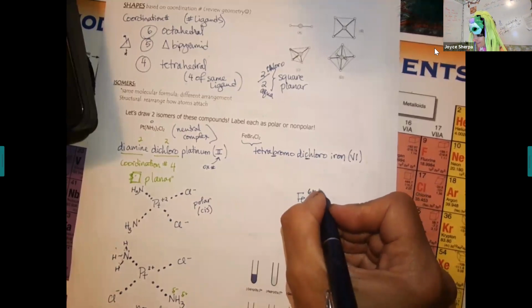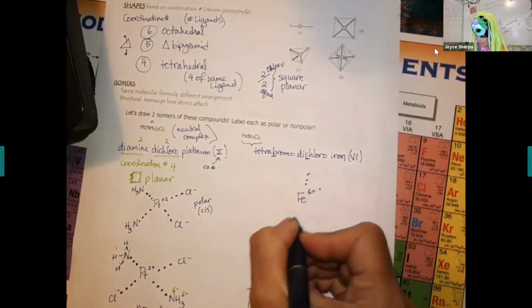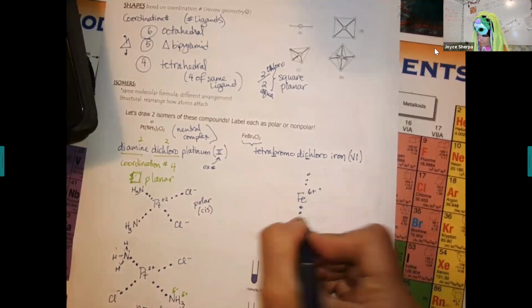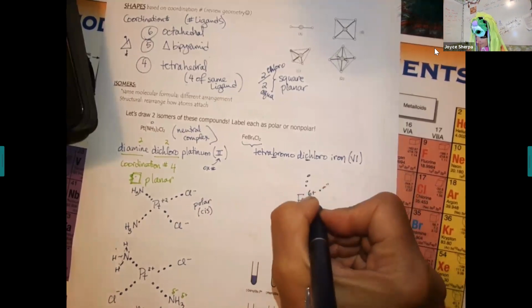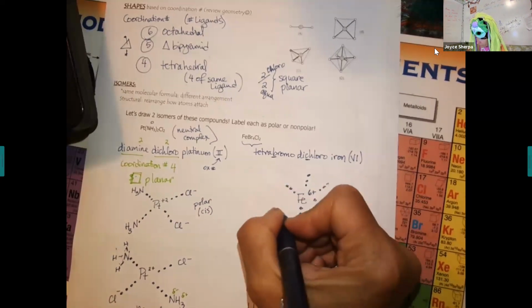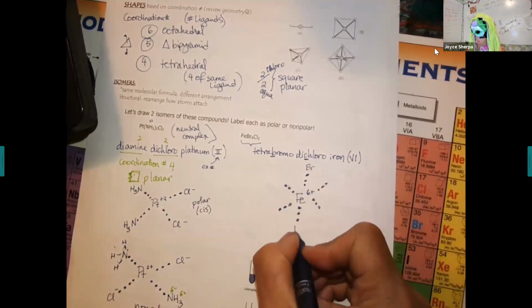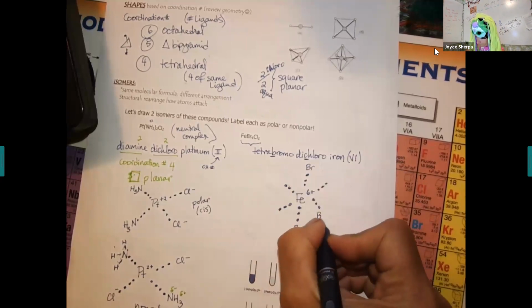And so you're gonna have 6 things, and they do go straight across from each other. So you have like an X and then something above and below. Does that make sense? So something's always across from something. So we can get a polar, nonpolar. So the nonpolar would be you put the bromos always across from a bromo.